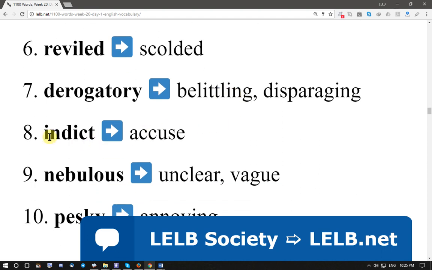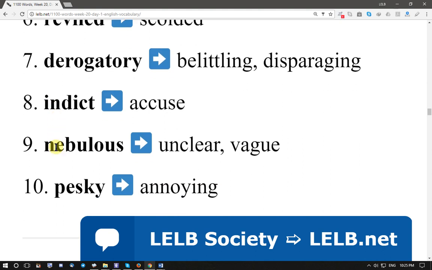Next word is indict. Pay attention, it's not indict. Pronunciation, the pronunciation is indict, and it means to accuse as a verb, to press charges against somebody, to hold somebody responsible or accountable for something from a legal point of view, and the opposite is exonerate and accuse.